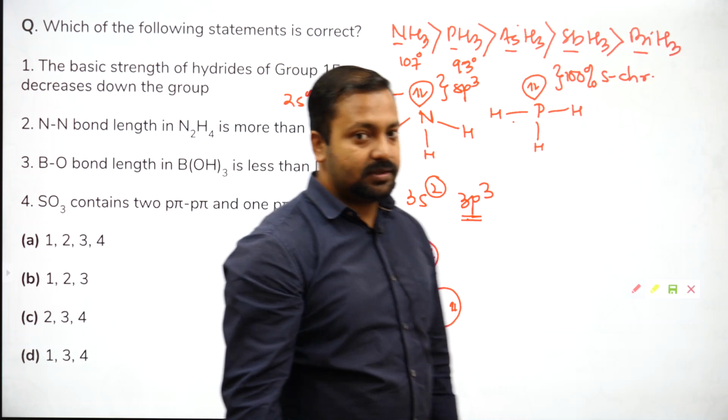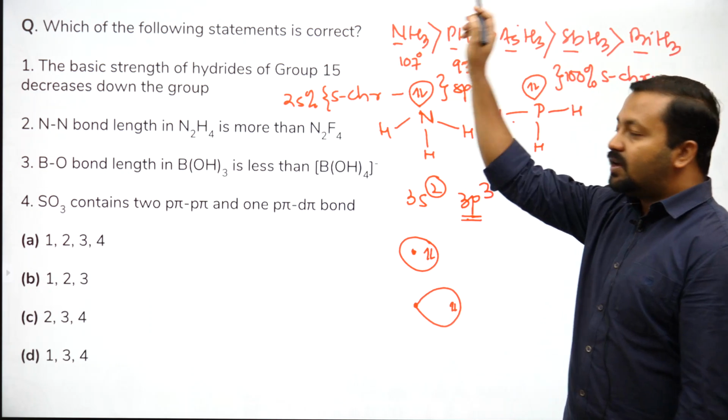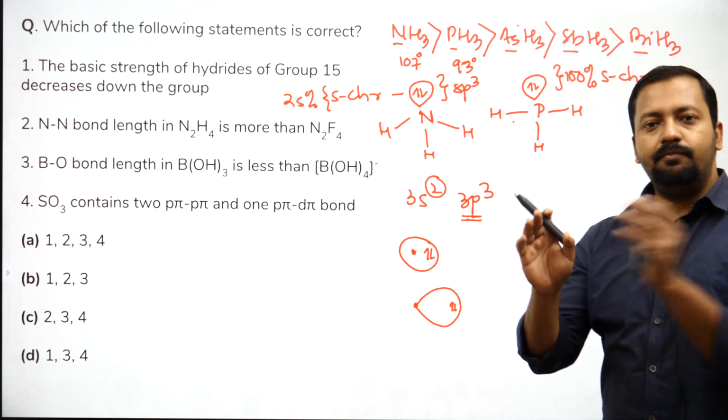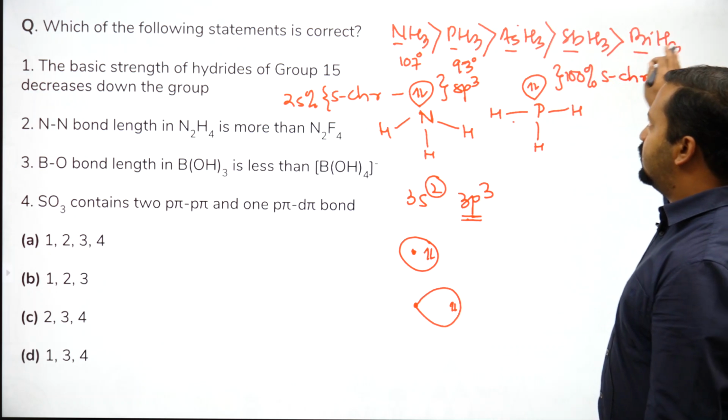How do we verify this? If you take PH3 in water, it will not form PH4+, but ammonia, if dropped in water, will easily form NH4+. ये बहुत ही important observation है. Okay, PH3 will not form PH4+. The basic strength will decrease.